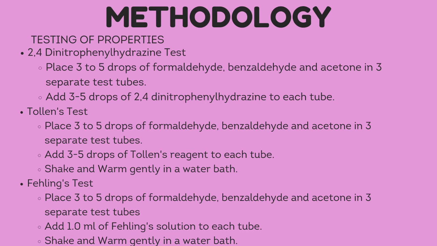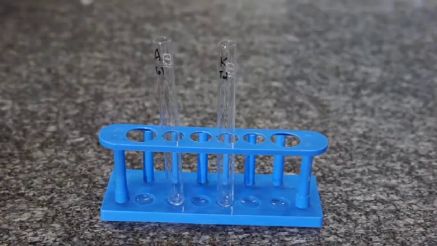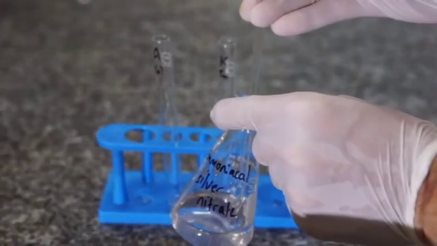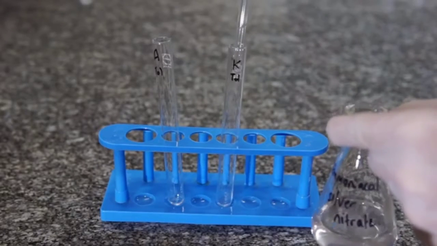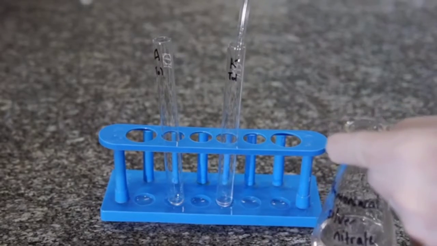Testing of properties. In the 2,4-dinitrophenylhydrazine test, we place 3 to 5 drops of formaldehyde, benzaldehyde, and acetone in 3 separate test tubes, and then we add 3 to 5 drops of 2,4-dinitrophenylhydrazine to each tube. I have two test tubes on the screen, which I have labeled A for aldehyde and K for the ketone.